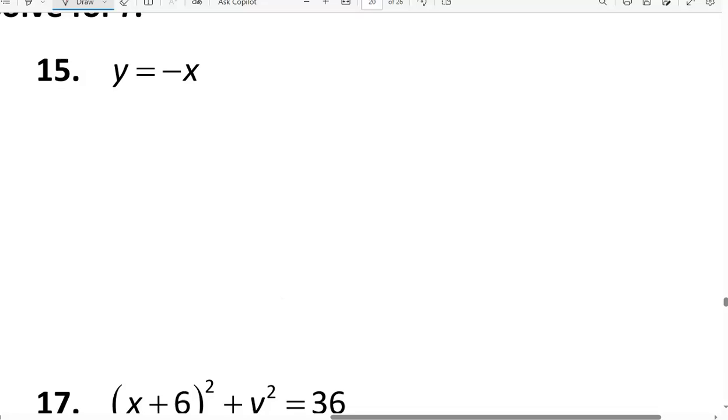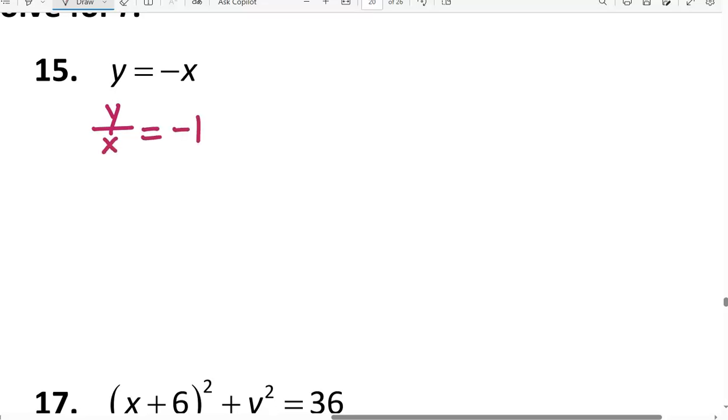For number 15, y is equal to negative x. It's easiest to convert this one if we divide both sides by x. In doing so, we get y over x is equal to negative 1. Y over x can be replaced by tangent of theta, and now since this equation cannot be solved for r, we can solve it for theta instead.